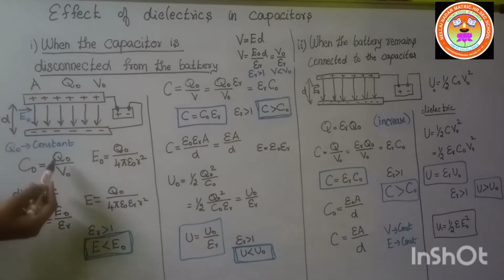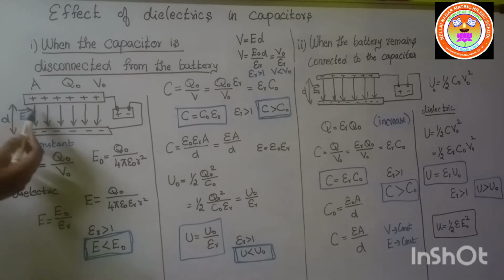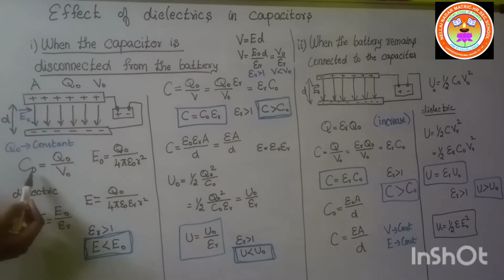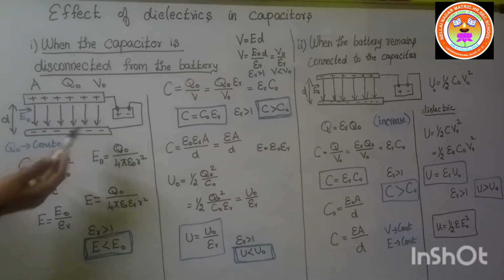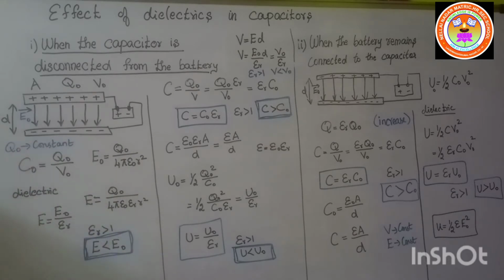And here, children, for the air medium the capacitance is denoted as C naught. Everywhere the subscript naught will represent the air medium. So C naught is equal to Q naught divided by V naught. You know that C is equal to Q by V. Here Q naught is the charge stored by using this battery and V naught is the potential.